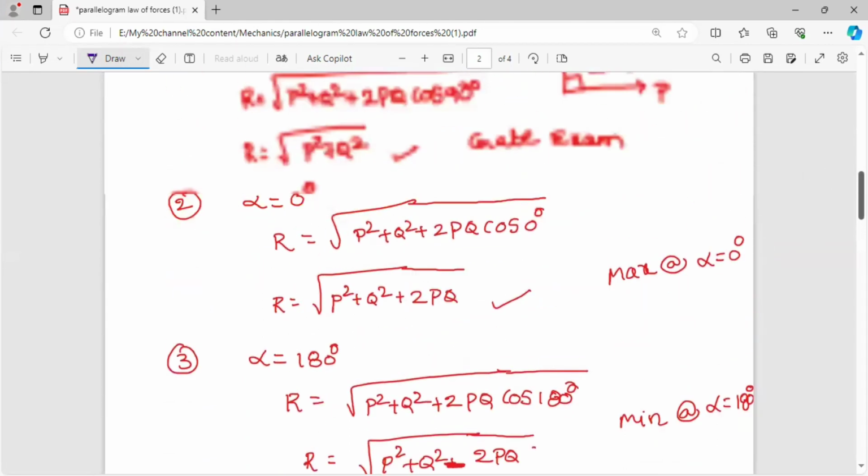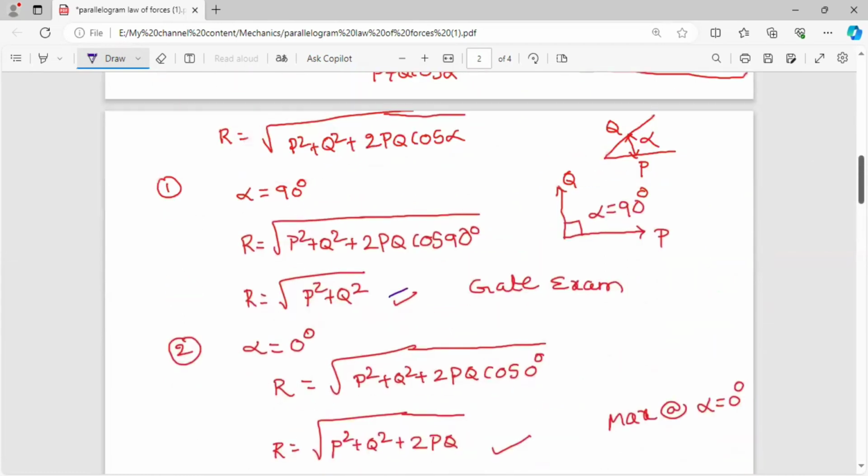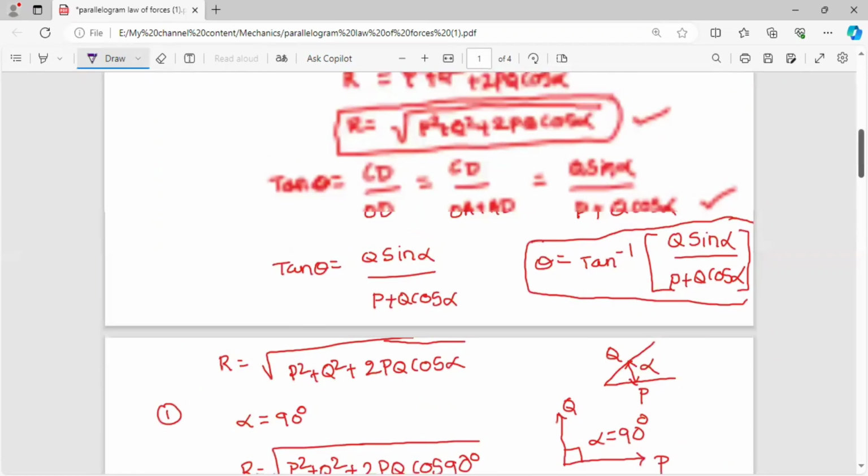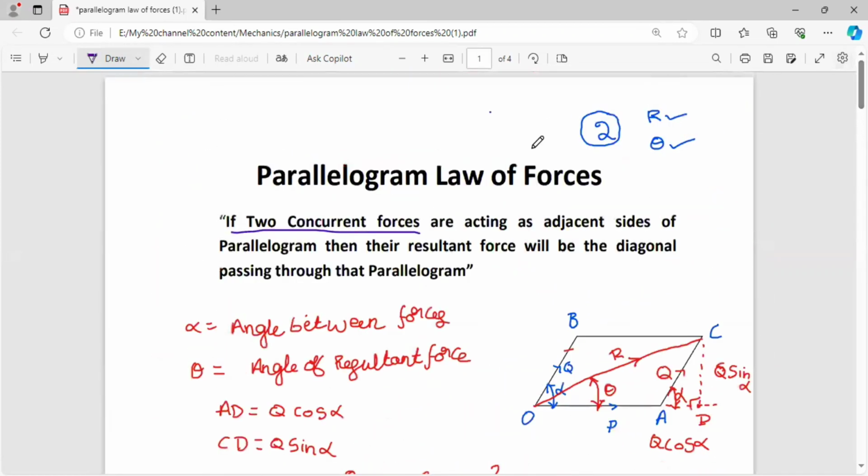In the next video, we will see how we can solve problems by using the parallelogram law of forces.